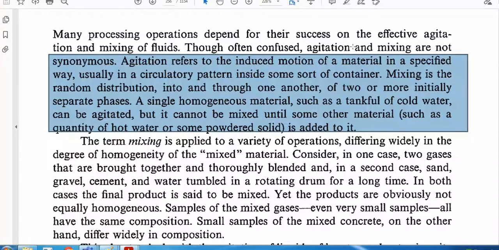And then we will be opening the valve. Ammonia will be coming out from the distributor plate, and then it dissolves in the water. Thus the concentration increases, and thus it gives the formation of ammonium hydroxide. Mixing is a random distribution into or through one another.